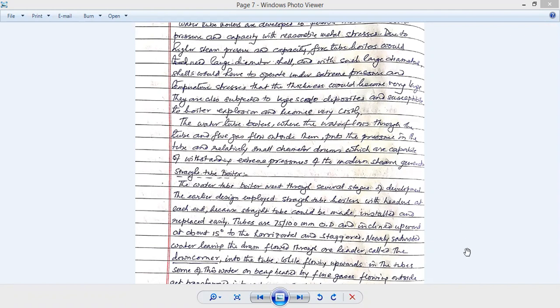Now, what varieties of water tube boilers do we have? There are two different varieties: straight tube boilers and bent tube boilers. Water tube boilers went through several stages.